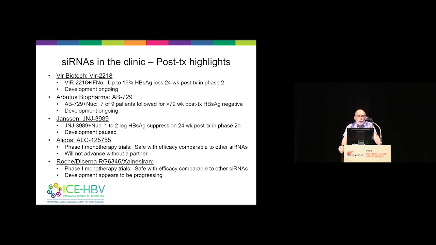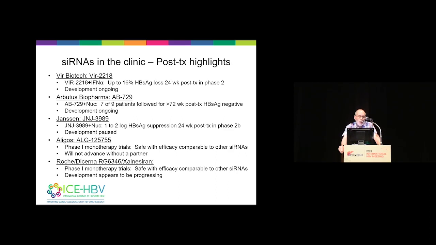Janssen made a molecule called JNJ3989. If you administered that with a nuke, you got up to 1 to 2 log HBs suppression 24 weeks post-treatment in a phase 2b trial. I found that completely fascinating when I learned about this, but for corporate reasons that I don't particularly understand, they have paused development of this molecule and are likely looking for a partner to outsource it to.